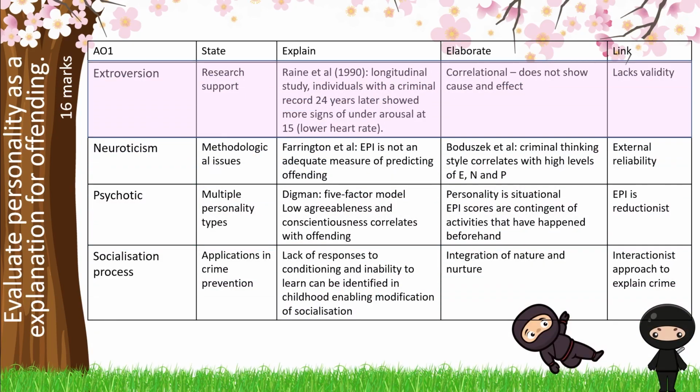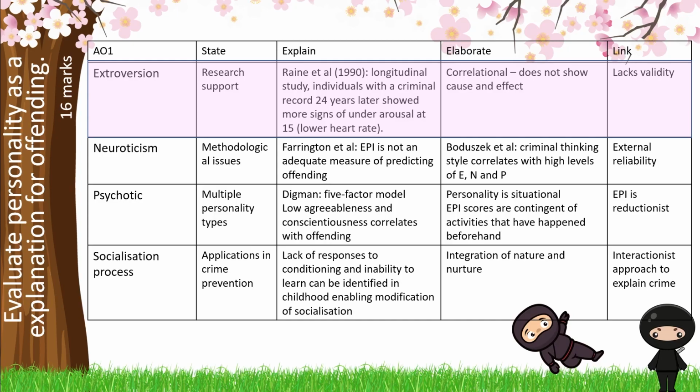So once we've explained what extroversion is, key with our link to biological explanation, so underactive nervous system, we're going to say that this is supported by research. Lots of different research that you can use here, and we've gone for Rain et al. 1990. Here we've given our findings that from this longitudinal study, participants were assessed at 15 and 24 years later. Those at 15 who had an underactive arousal system, therefore showing signs of extroversion, were more likely to have a criminal record 24 years later.